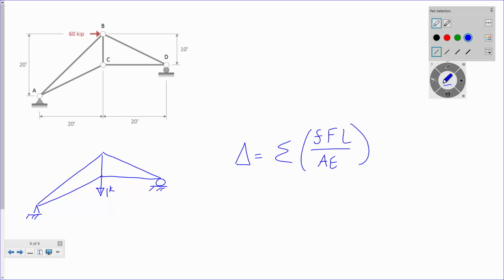Now, this truss that I'm showing right here is if I was interested in the vertical deflection at C. I am not interested in that in this problem. What am I after in this problem? Horizontal deflection at B, right? So my real structure would be a horizontal 60 kip load on B, and my virtual structure would not be this, it would be this, right?